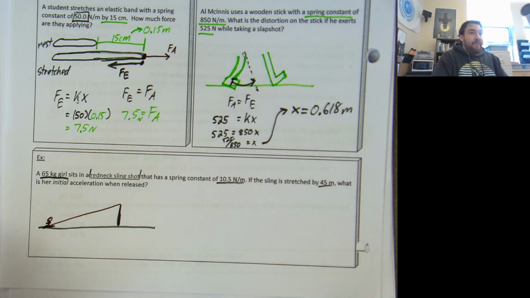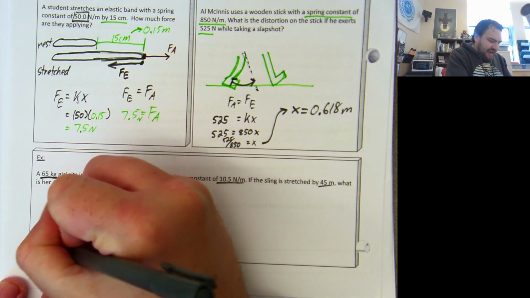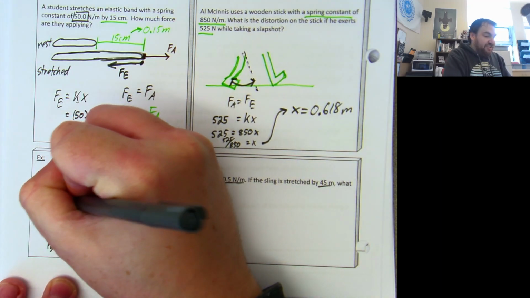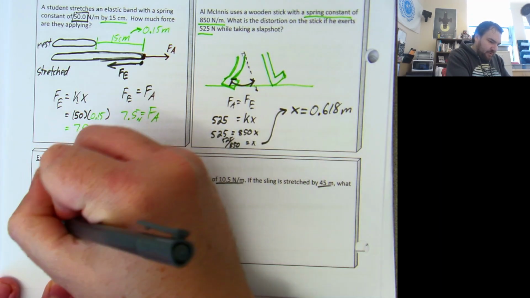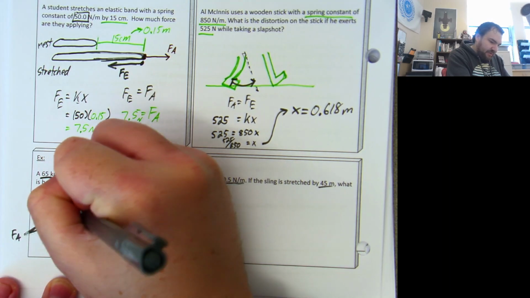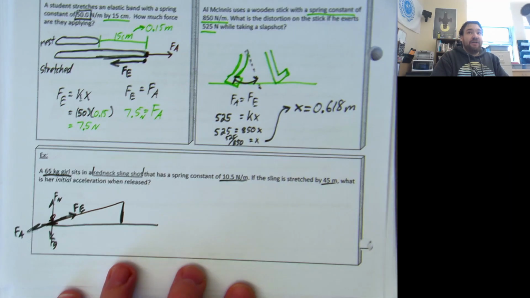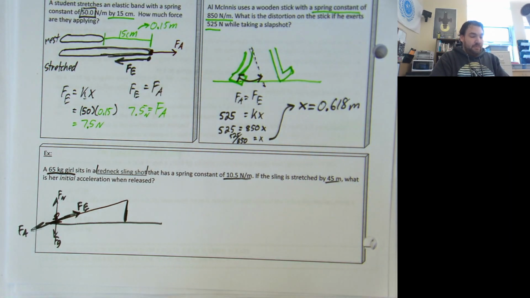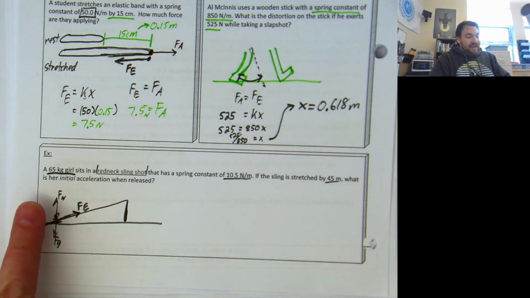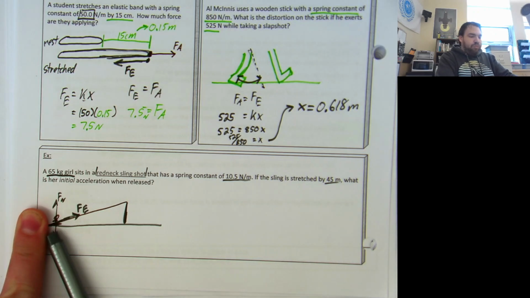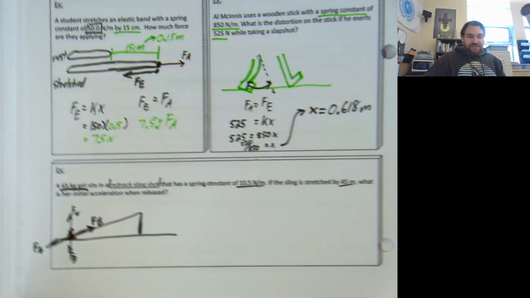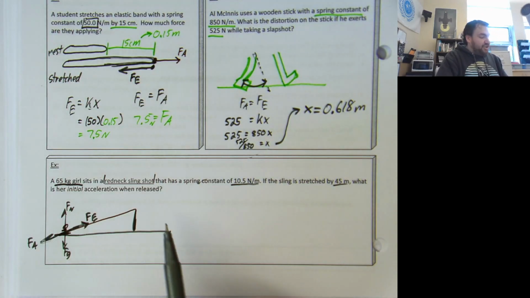Let's draw the free body diagram on her. We've got FG down. We've got FN up because she's sitting on the ground. And there's some applied force back this way. And there's an FE that way. That's the scenario we've got here. If you take away this applied force holding her back, what's going to happen to the girl? She's going to get launched. So we want to figure out what her initial acceleration is at this point.